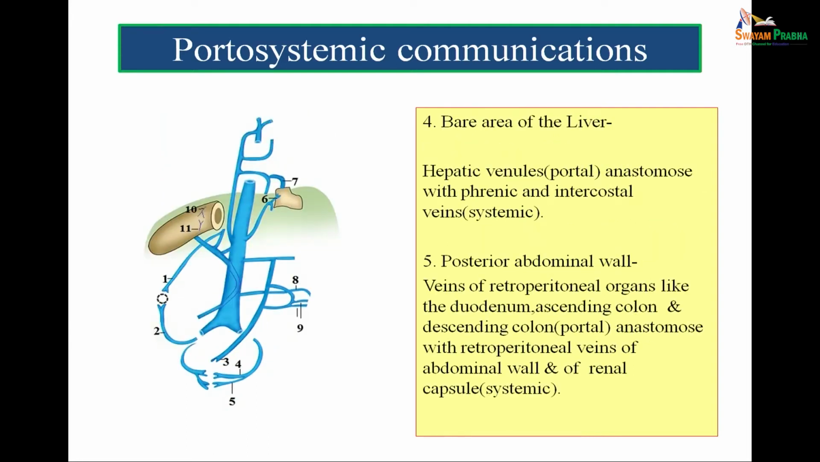Now, the other site for portosystemic anastomosis is the bare area of the liver. Here the hepatic venules of the portal system anastomose with the phrenic and intercostal veins, which are systemic. So, you can make out 10 are the phrenic and intercostal veins and 11 are the hepatic venules. Then again, in the posterior abdominal wall, here we are referring to veins marked by 8 and 9 in the figure, veins of retroperitoneal organs like duodenum, ascending colon and descending colon, portal, marked by 9, anastomose with retroperitoneal veins of the abdominal wall. These are called veins of Retzius and of renal capsule. These are all systemic channels.